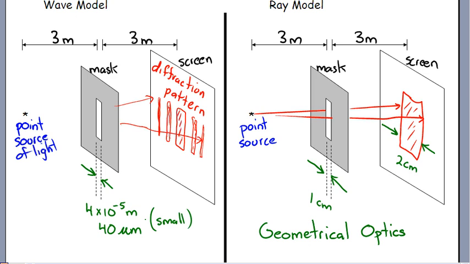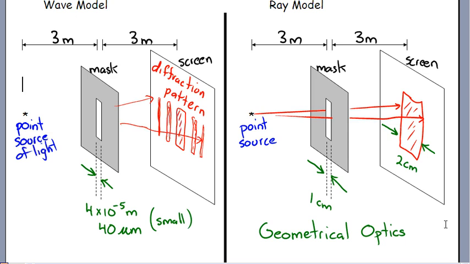It's not an abrupt thing that goes from one to the other, but as a physicist, we can look at it and go, hey, 4 times 10 to the negative 5, well, that is small, and you're going to get the pattern. And if it's 1 centimeter, we're going to go, well, no, by our standards, that's actually big, and you won't get the diffraction pattern. So yeah, it's important to know when we can use this ray model, where we can imagine it's just photons traveling along these straight paths, these trajectories called rays.